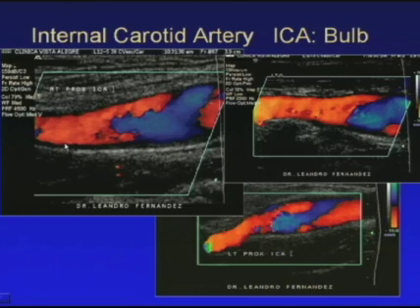When we lose this image, something wrong is happening in the bulb. We must, in that case, look for a plaque or any condition that is altering the normal hemodynamics of the bulb.